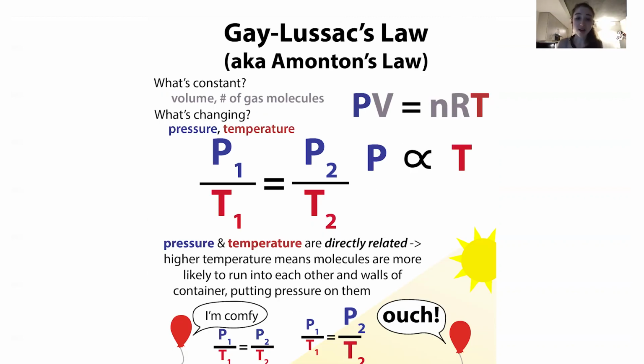And then Gay-Lussac's law, aka Amontons's law, says that at a constant volume, the pressure and the temperature are directly related. So a higher temperature means that the molecules have more energy. This is what temperature is telling us about. It's a measure of how much energy the molecules have. And when the molecules have a lot of energy, they're going to be banging into things and creating pressure.